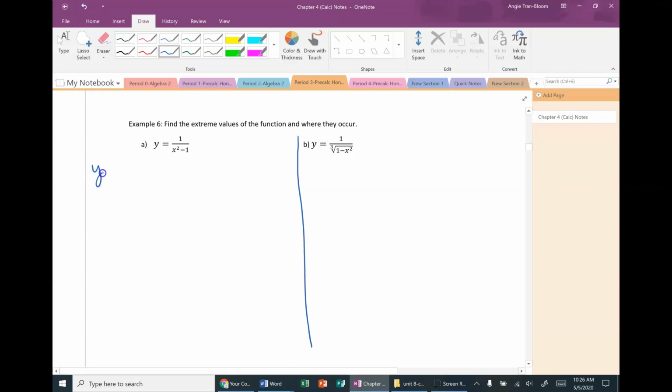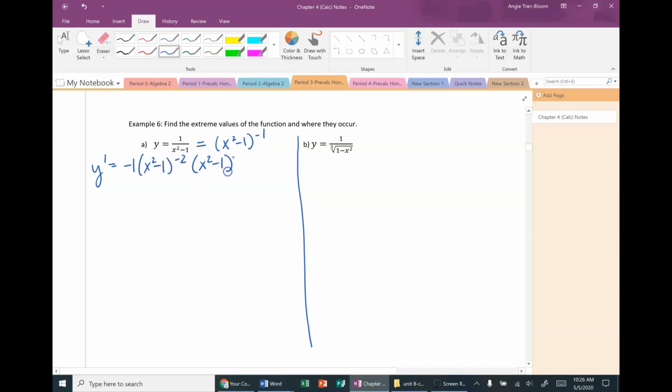So critical point meaning that we need to take the derivative and we set it equal to 0, or where the derivative does not exist. So first, we are going to take the derivative. I'm going to rewrite this as a negative power, because it's a little bit easier to do the derivative using the power rule. So negative 1 times x squared minus 1 to the negative 2 power.